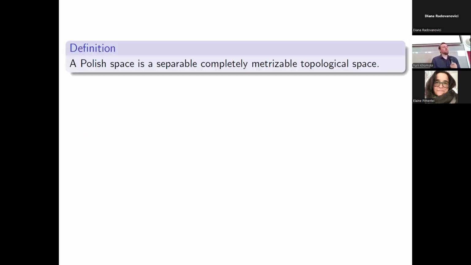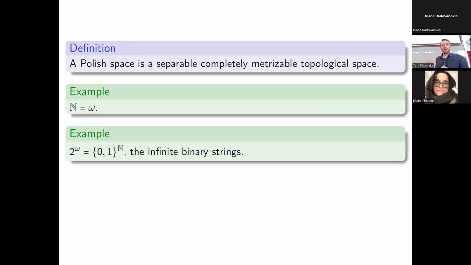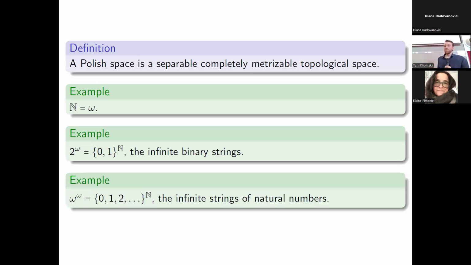So the mathematical objects we're working with, we're going to tend to think of them as coming from a Polish space. A Polish space is a topological space. It's separable and completely metrizable. Some examples: the natural numbers are a Polish space. The infinite binary strings, that's a Polish space. Or the infinite strings of natural numbers, that's another Polish space.